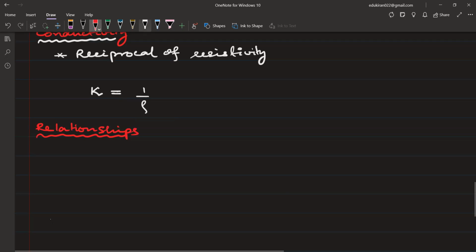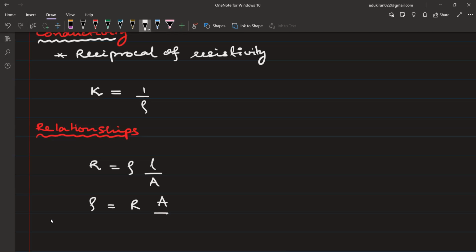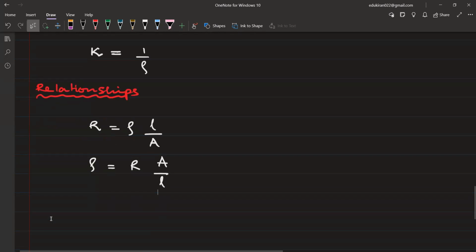If we can determine the relationship between rho and resistance, then we can also determine the relationship between conductance and conductivity. Since resistance is directly proportional to the length and inversely proportional to the area, we can write what rho is equal to. Rho is equal to R into A upon L. Correct?